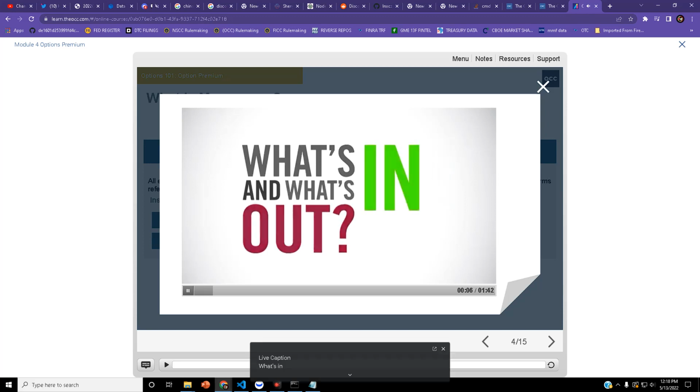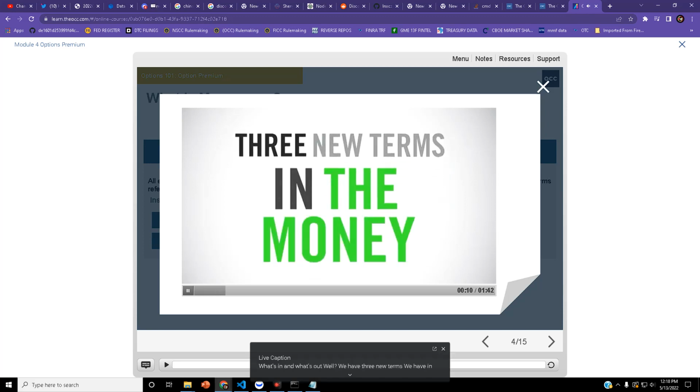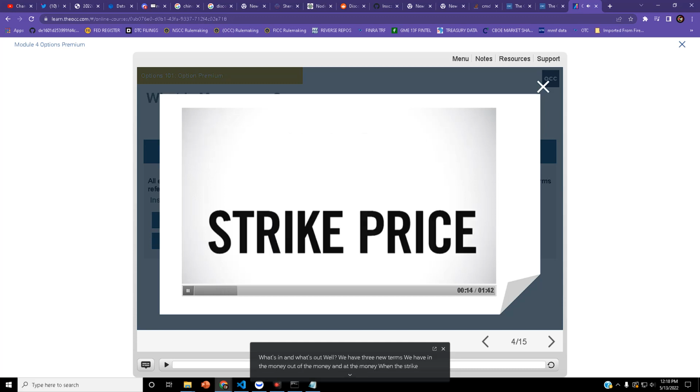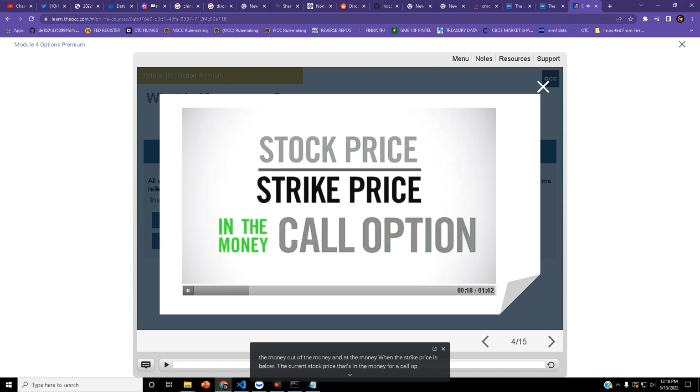What's in and what's out? Well, we have three new terms. We have in the money, out of the money, and at the money. When the strike price is below the current stock price, that's in the money for a call option. The call holder has a right to buy that stock at a price which is less than it would currently cost in the stock market.